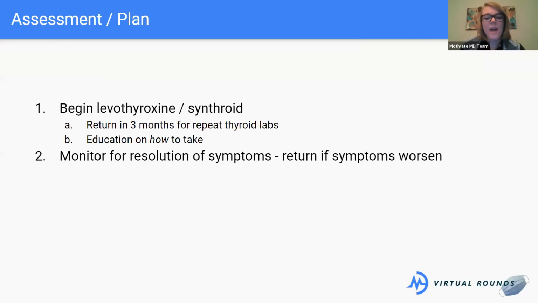Okay. And then we want to monitor for resolution of symptoms. We want to make sure her weight balances out. We want to make sure all of those symptoms that she had, including her fatigue, are managed. And then we want to make sure that the bradycardia is due to her thyroid disorder and not that she has some sort of sick sinus syndrome or something going on with her heart, maybe a heart block, something that's causing a lower heart rate.